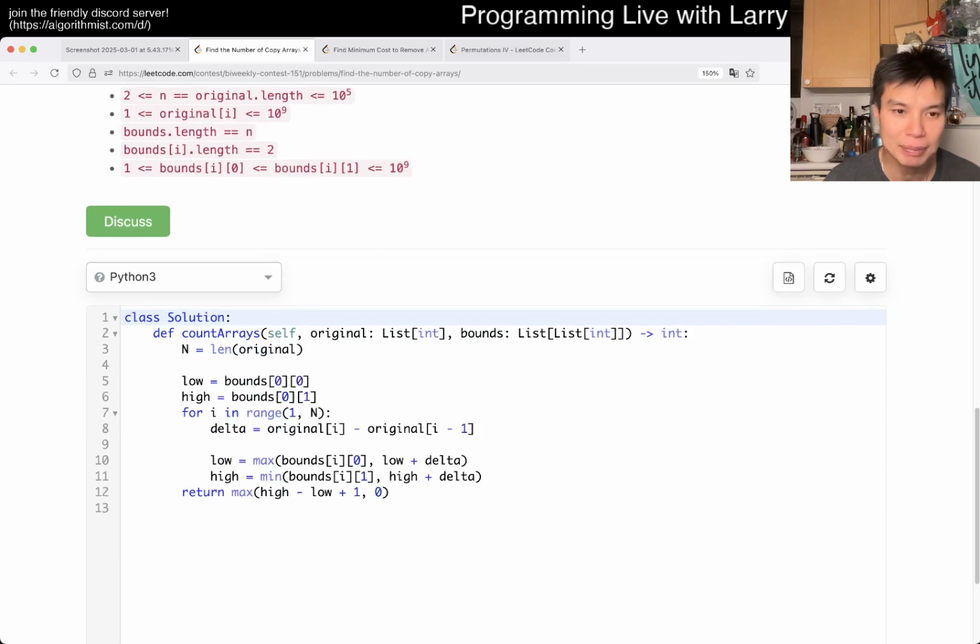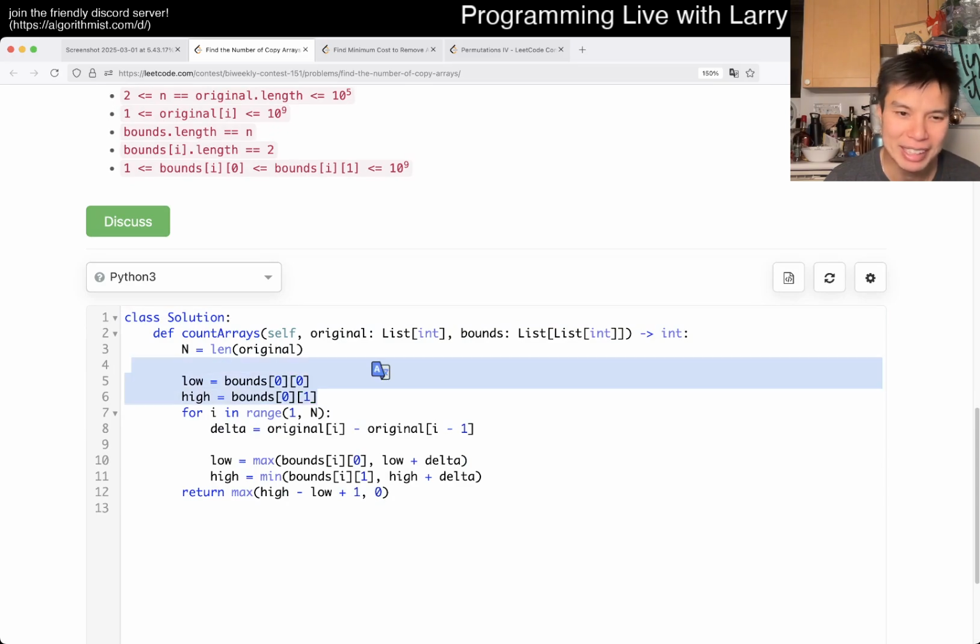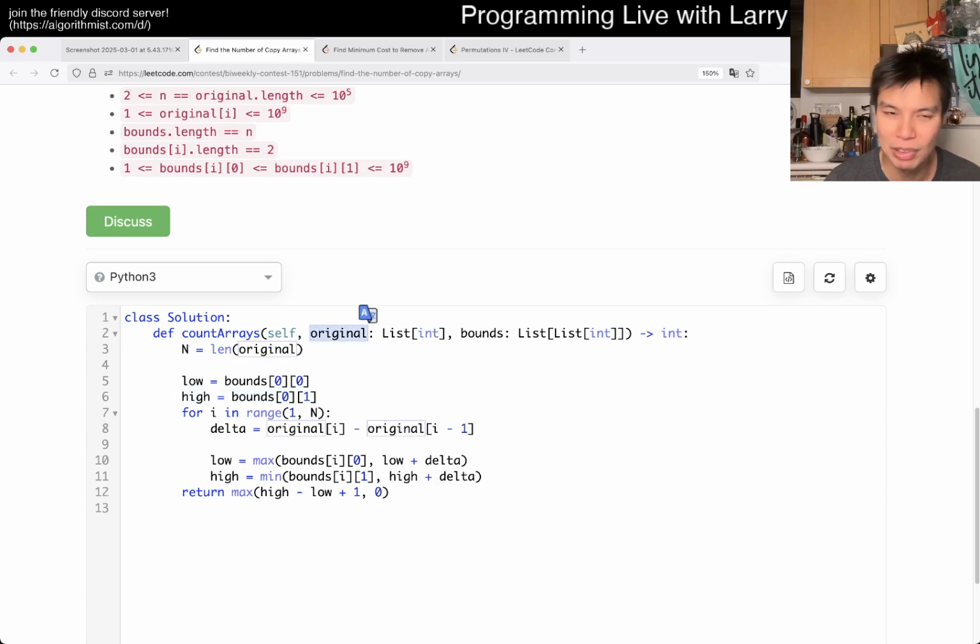But yeah, this is basically it. We start off from the first element, the lower bound and the upper bound. We don't even care about the original value of the first number except for its relationship to the second number, drawing that line, if you will, right? And that's where delta comes from, the first element.